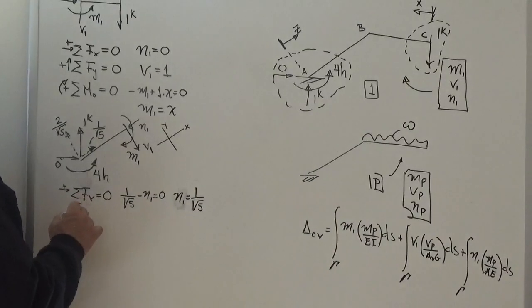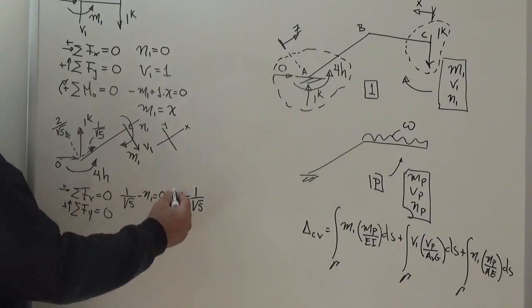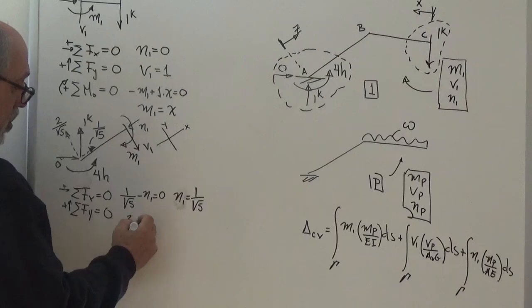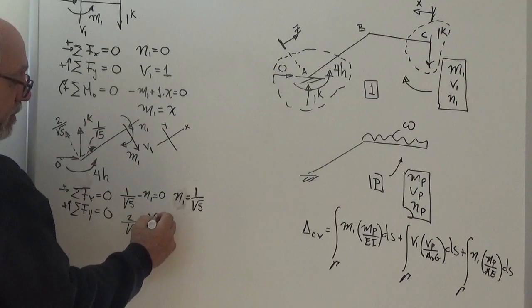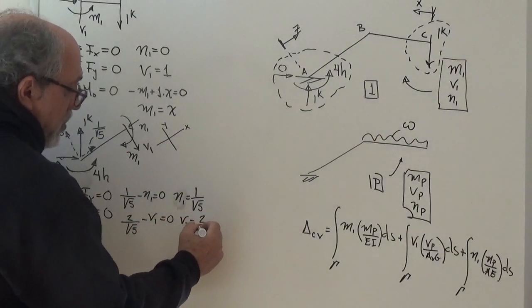Sum of the forces in the y direction is equal to 0. Going up, or that way, is plus, gives me 2 over square root of 5 minus v1 is equal to 0, from where v1 is equal to 2 over square root of 5.